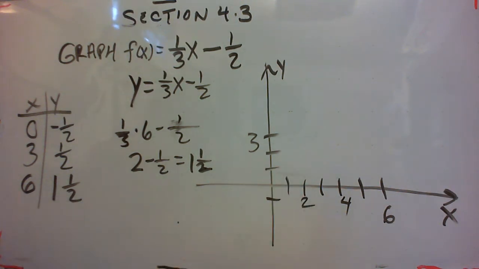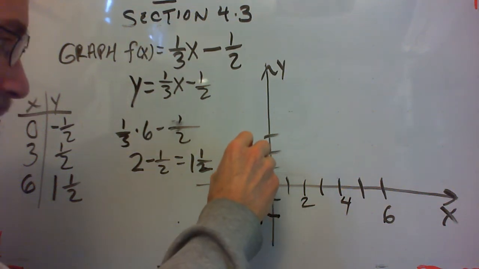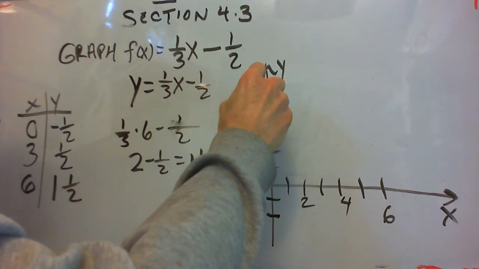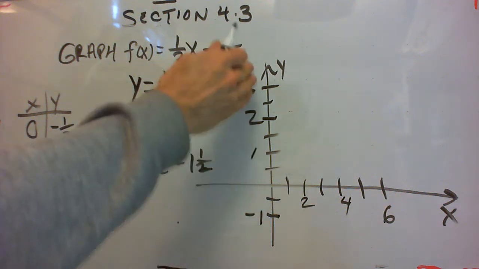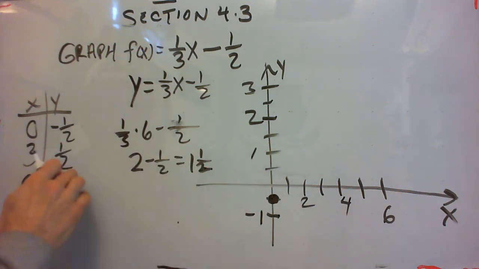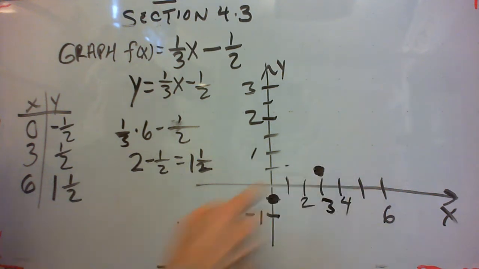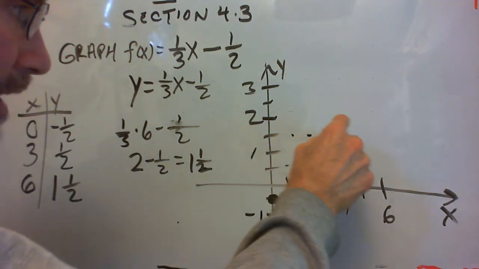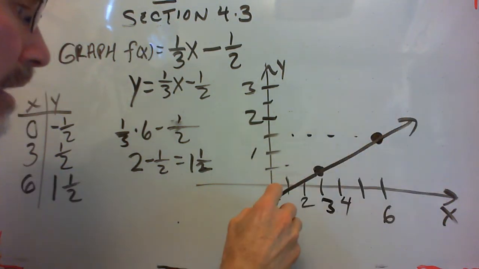And what we have to do, I have my graph set up here, so what do we do with these halves? Well, we set up our graph in halves rather than whole units, at least on the y side, or in the y direction. So 0, negative 1/2 is this point here. 3, 1/2 is this point here. And 6, 1 1/2 is right here. Draw our line through, and we have our graph.